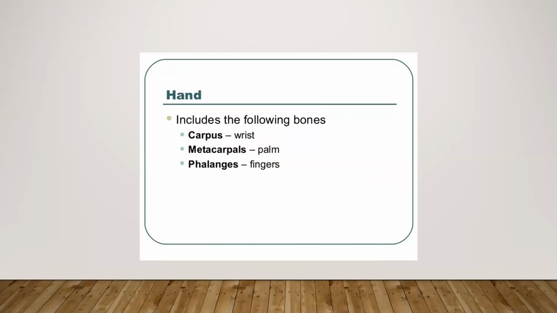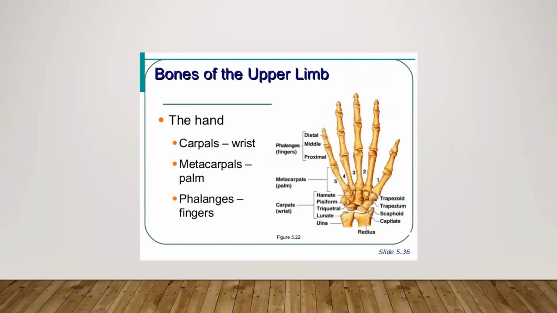Now the hand. The hand includes the following bones: carpus, metacarpus, phalanges. Carpus means wrist, metacarpal means palm, and phalanges means fingers. The hand has 8 carpal bones: 1, 2, 3, 4, 5, 6, 7, 8. Scaphoid, lunate, trapezium, triquetral, trapezoid, pisiform, capitate, and hamate. These are the 8 carpal wrist bones.